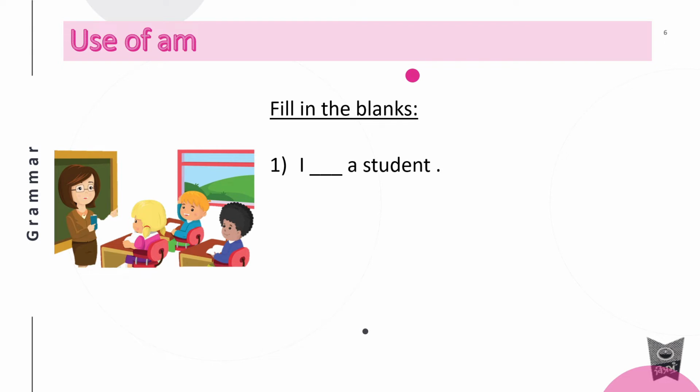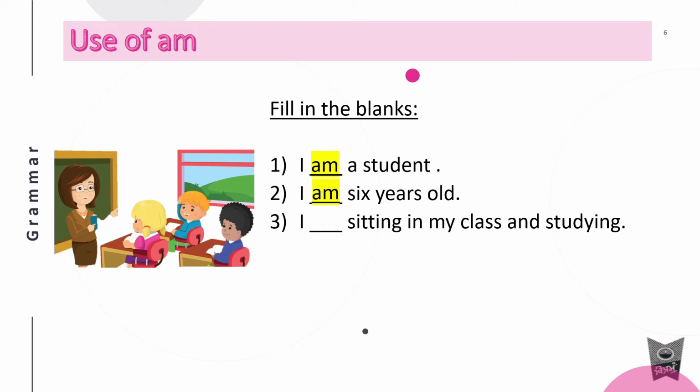Because it is I, then along with I, what are we using? Yes, you are right. We use am. So I am a student. I dash 6 years old. Again it is I. So what will we use with I? Yes, you are right. I am 6 years old. The next sentence, I dash sitting in my class and studying. So since it is I, what will we use? Very good, children. I am sitting in my class and studying.